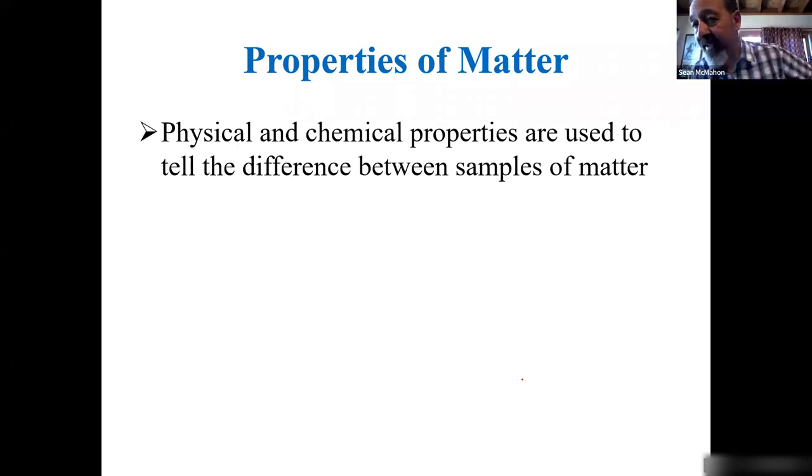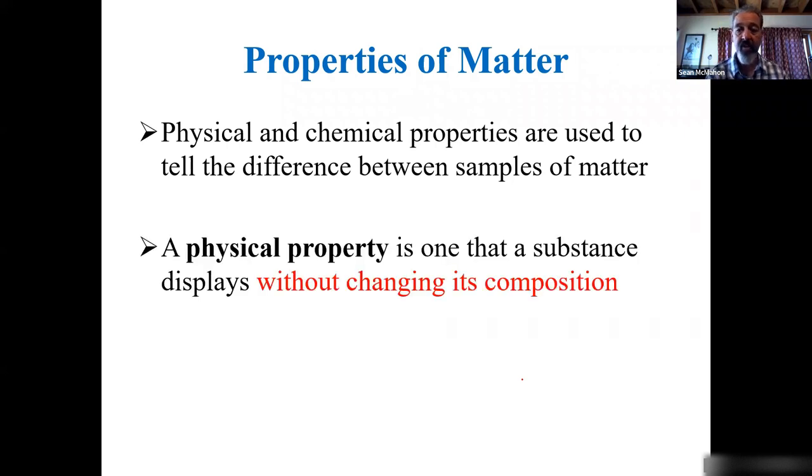So that's a little discussion on the different states of matter. So now we can talk about different properties of matter, whether it's a solid, liquid, or gas, is kind of dependent on physical properties, but we'll also talk about chemical properties as well. A physical property is one that a substance displays without changing its composition. So there's no change in the formula.